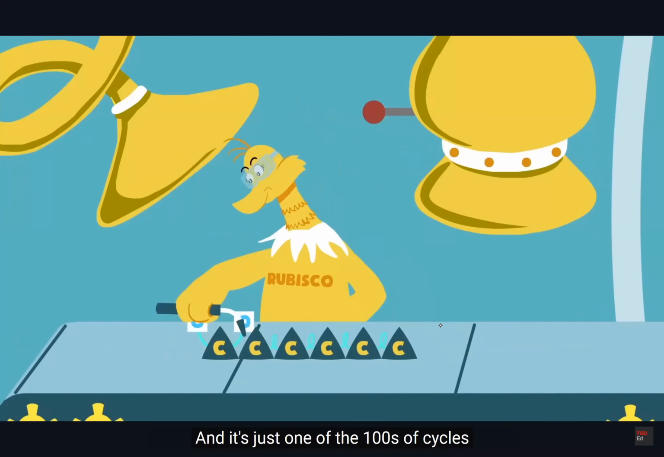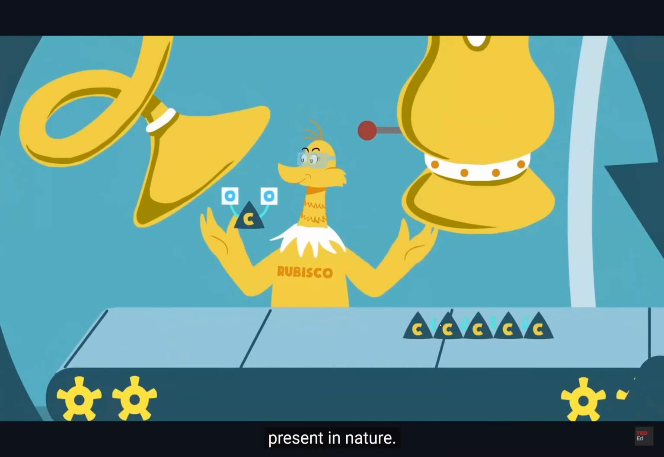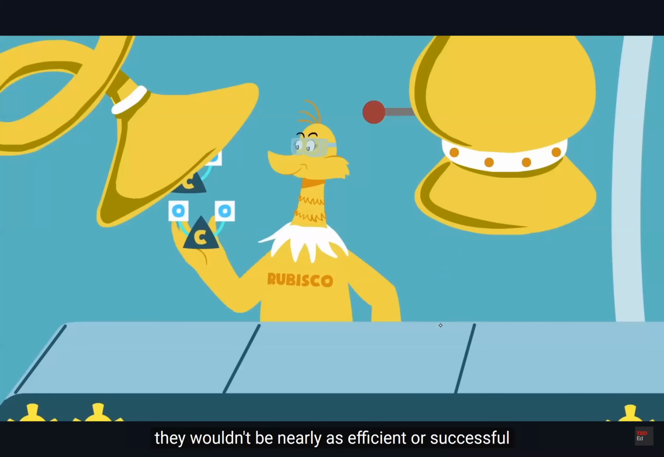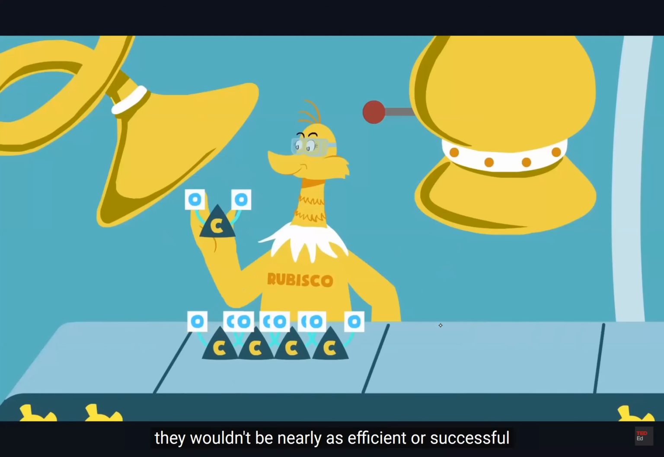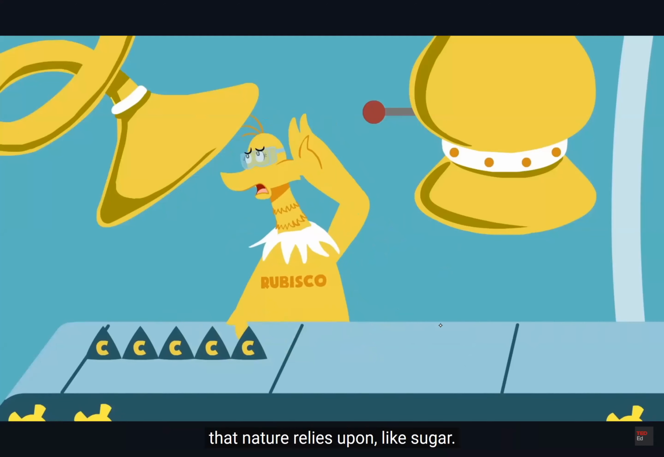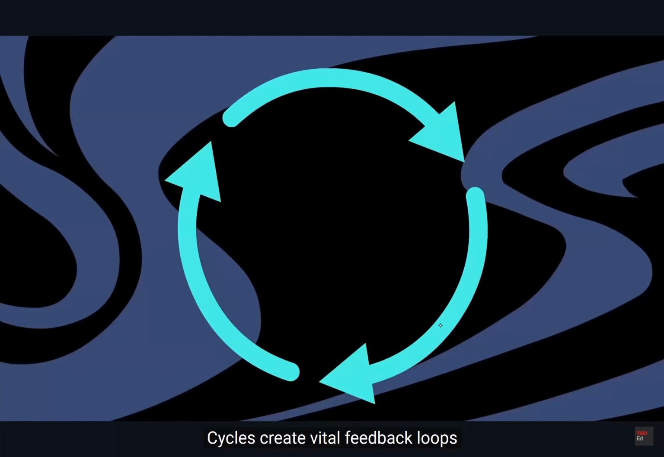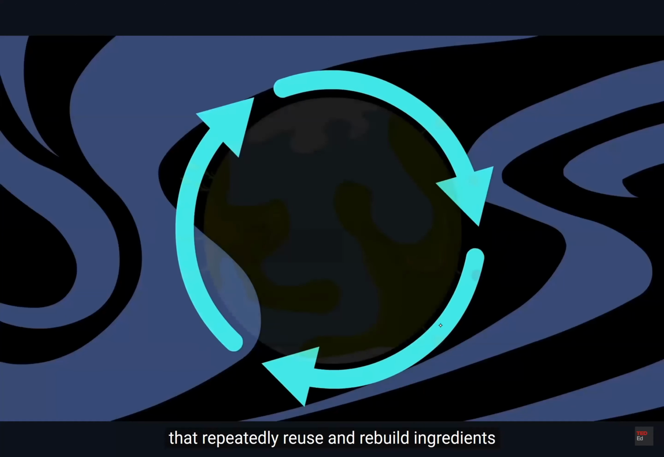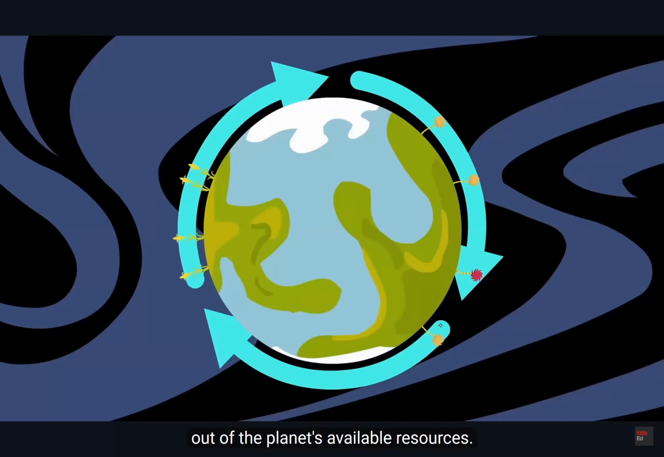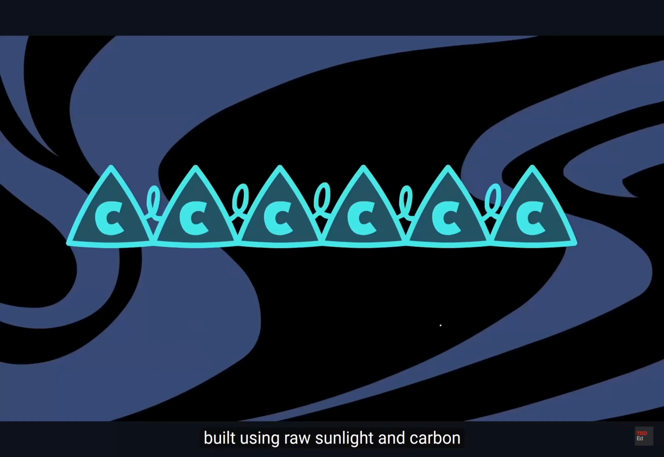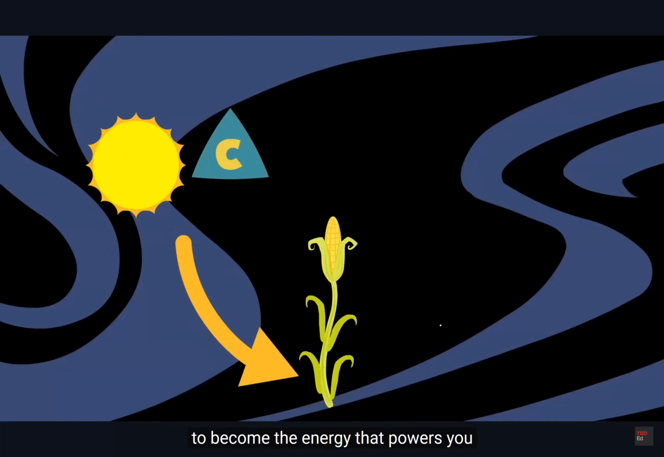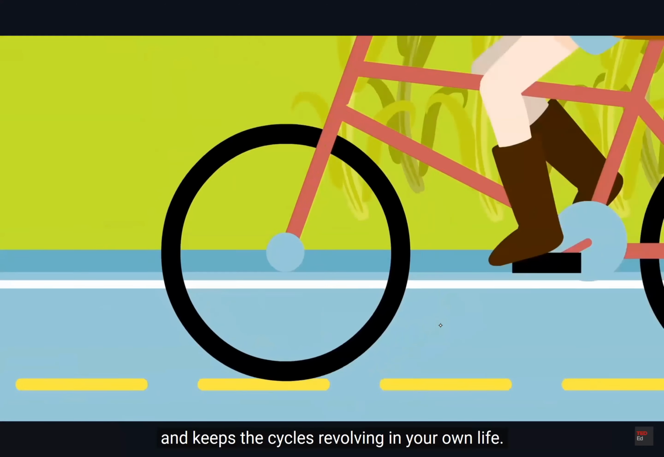endlessly. And it's just one of the hundreds of cycles present in nature. Why so many? Because if biological production processes were linear, they wouldn't be nearly as efficient or successful at using energy to manufacture the materials that nature relies upon, like sugar. Cycles create vital feedback loops that repeatedly reuse and rebuild ingredients, crafting as much as possible out of the planet's available resources. Such as that sugar, built using raw sunlight and carbon, converted in plant factories to become the energy that powers you and keeps the cycles revolving in your own life.